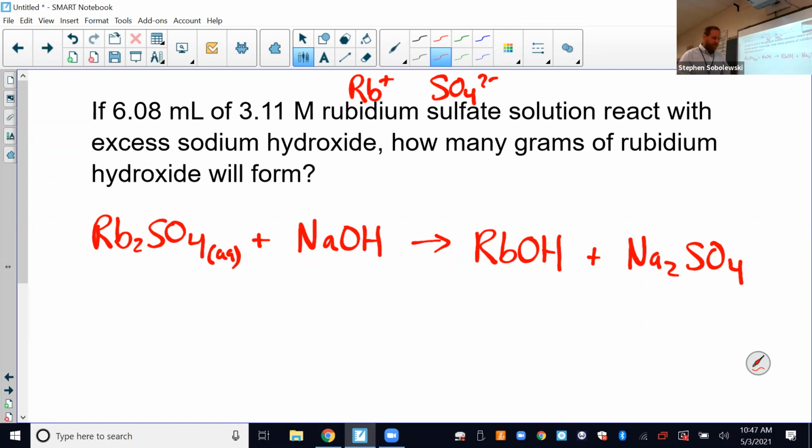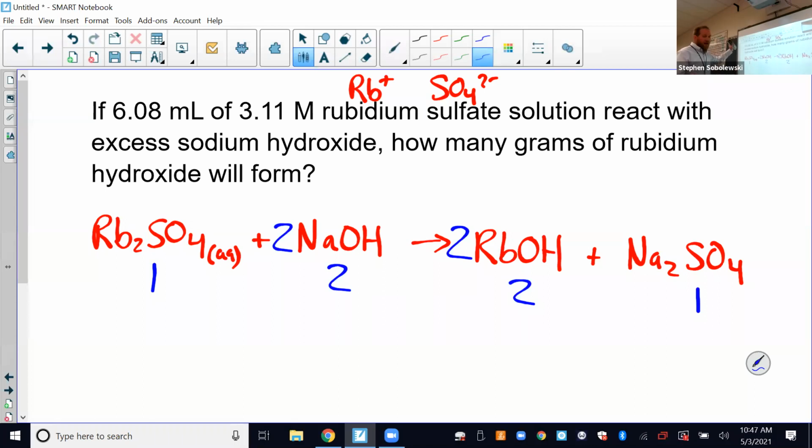Notice nothing different. 2 rubidiums, 1 rubidium, so let me put a 2 here. That's 2 hydroxides and 1 hydroxide. Let me put a 2 here. Two sodiums, and we're good, giving us a 1, 2, 2, 1 mole ratio.